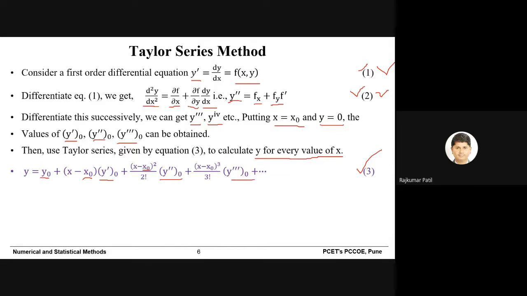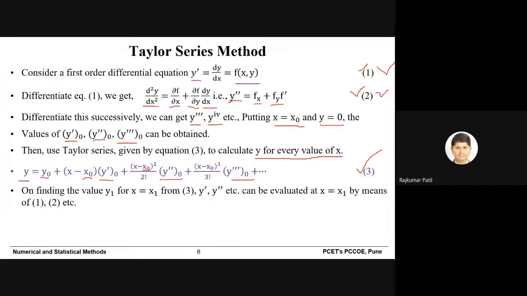Similarly, the other terms, that is y triple dash naught, y raised to 4 naught, all these values you already have calculated. So put all these values in equation number 3, and upon simplifying, you will get equation y in terms of x. So whatever final equation 3 will be there, that will have only unknown x. And then you can put any value of x and you can calculate the corresponding value of y. So this is how the Taylor series method is used for solving ordinary differential equations.